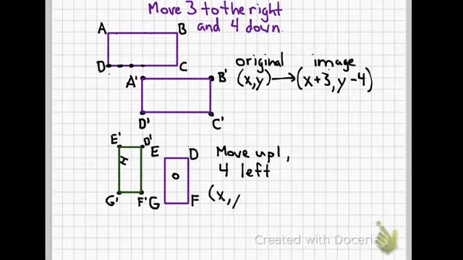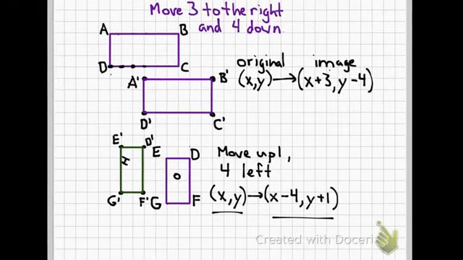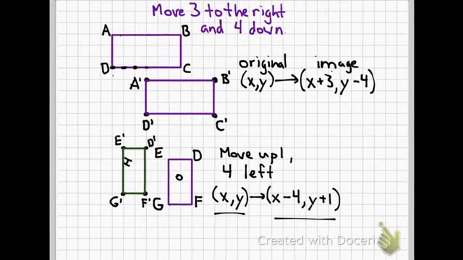So we started at x, y with our points E, D, F, G. And we moved 4 to the left would be our x direction. Realize left and right is x, up and down is y. So 4 to the left is actually negative 4. So all of the x values would actually shift back 4. And then we moved up 1, so all the y values would go up 1. Our original is x, y, and then our image is x minus 4, y plus 1.